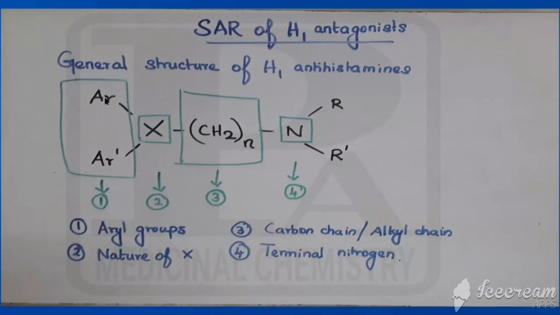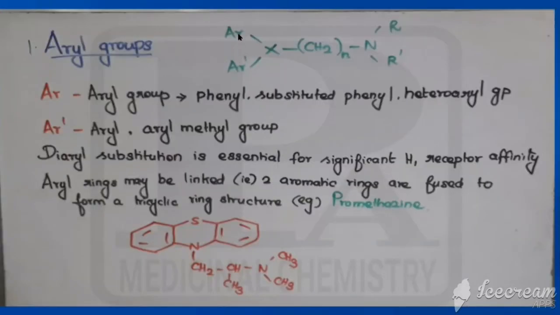Ar and Ar' are aryl groups, and X, from that we are going to see the nature of X, and CH2-CH2 would be the carbon chain or alkyl chain, and the last one is called the terminal nitrogen. So we'll see one by one. First we'll see the aryl groups.